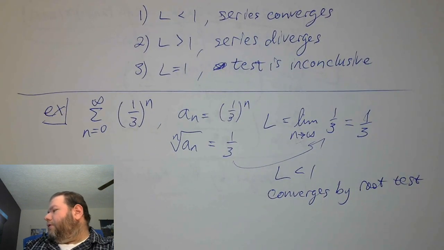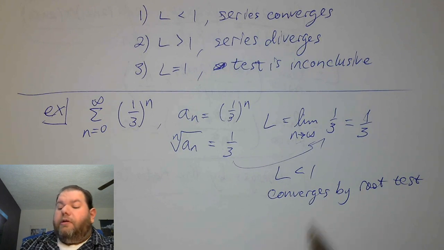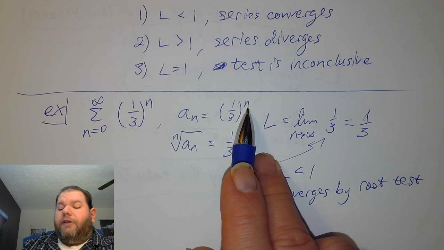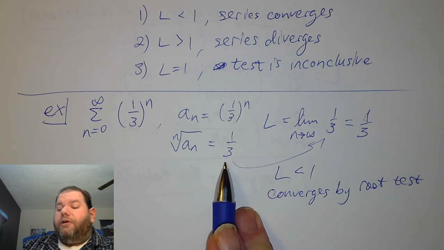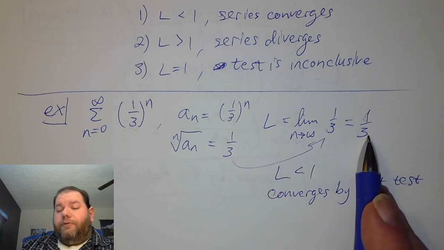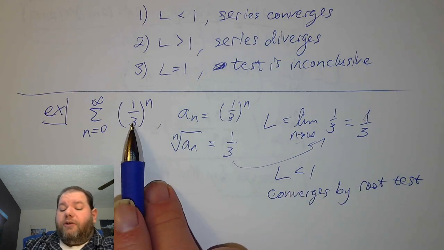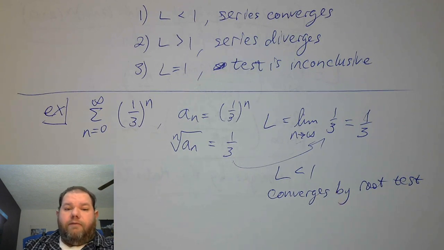There we go. So the nth root of a sub n cancels out the nth power, so it's just 1/3. The limit of 1/3 is still 1/3, and that's less than 1, so it converges. And that's true for any geometric series. If the geometric series converges, then the root test will converge. And if the geometric series diverges, then the root test diverges.